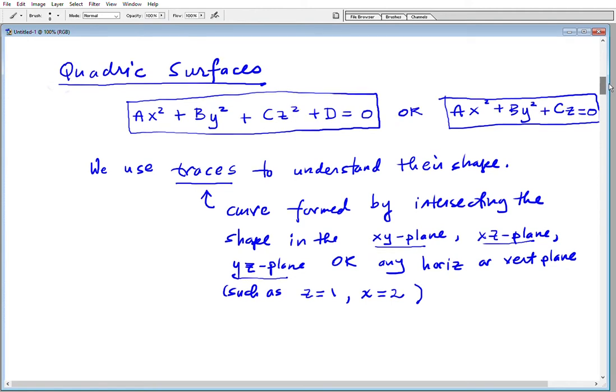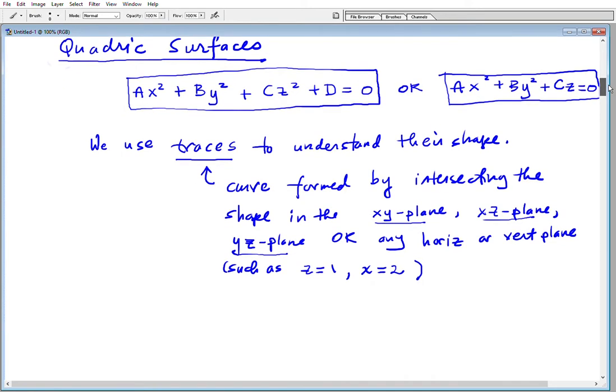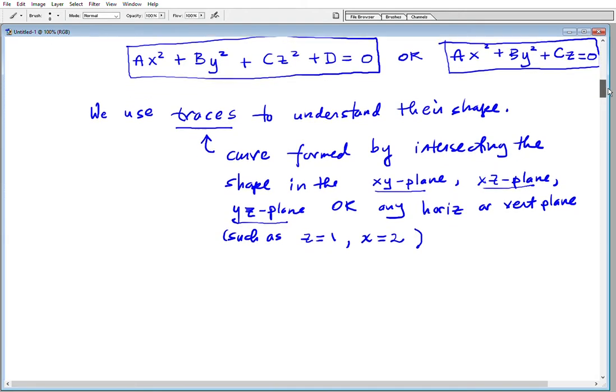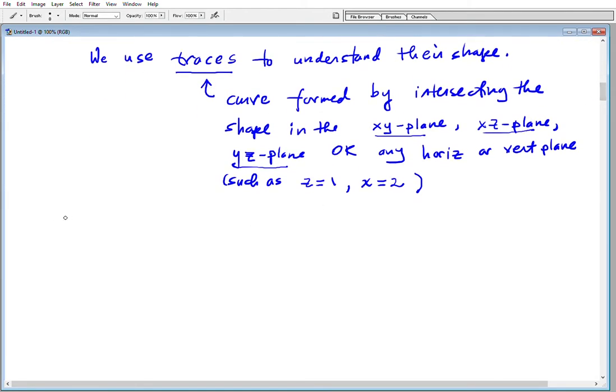So that's what we're going to do to understand the shape. We're going to look at traces. So let's start with an example, and then we'll look at what these quadratic surfaces look like in general. It's in your textbook, and I also put up a handout on MathBreeze, so we'll see what they look like in general. They're just a few different types, so we'll see what all the different types are.